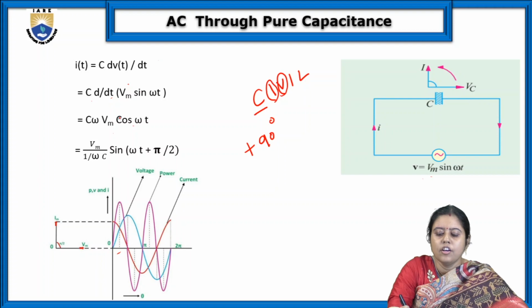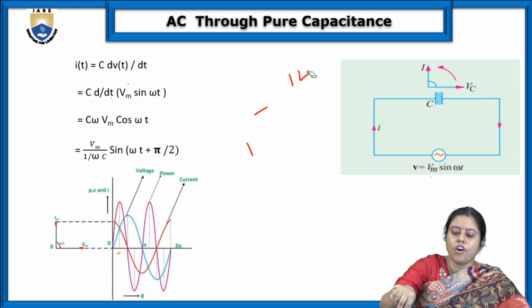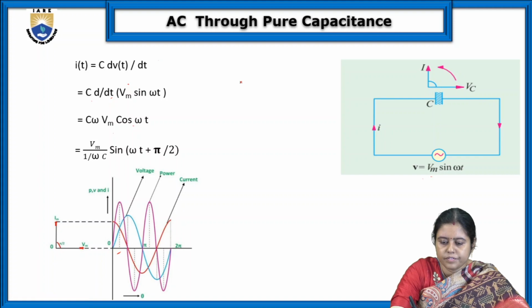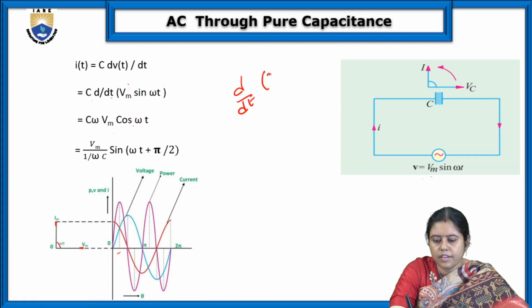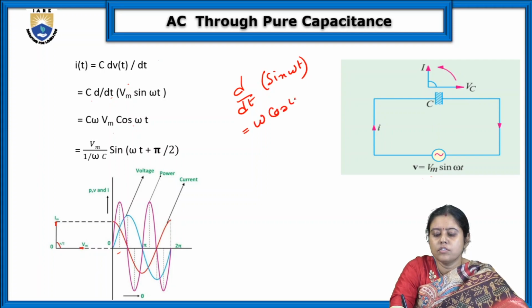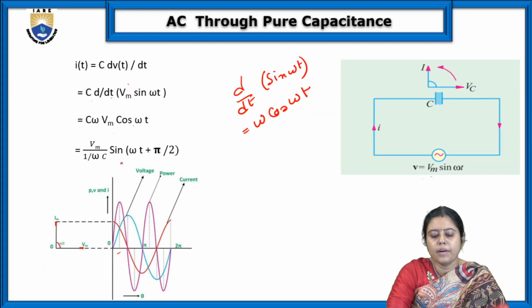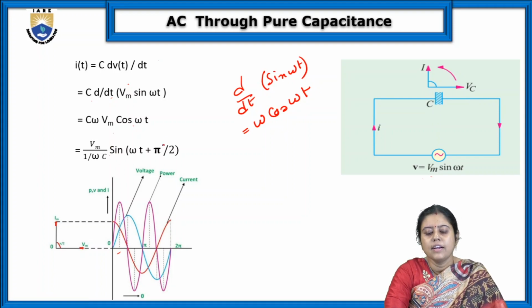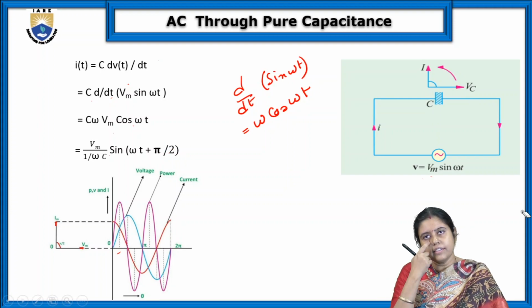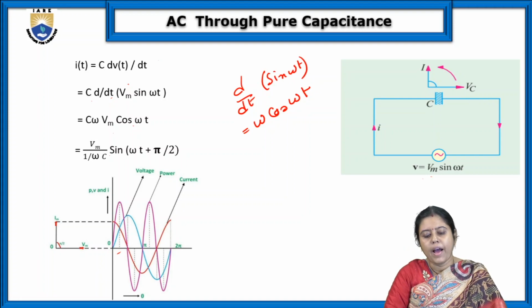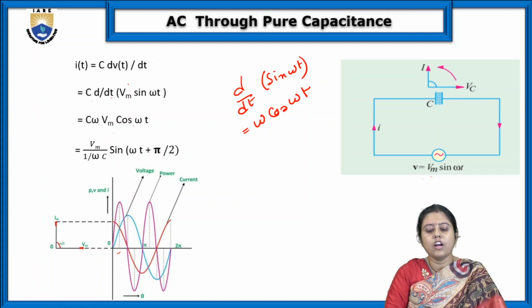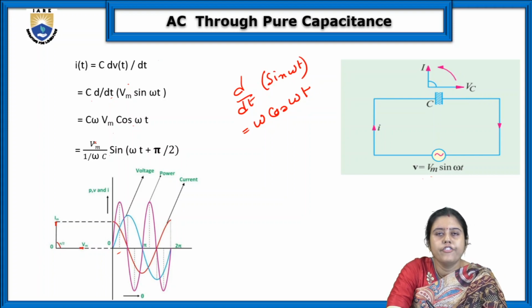Vm is constant, so we are taking the derivative of sin omega t. What is the value? Omega cos omega t. So what is the meaning of cos omega t? Cos omega t means sin omega t plus pi by 2, from the sin and cos relation. Now what is the meaning of omega C? We can write it as Vm by 1 by omega C.